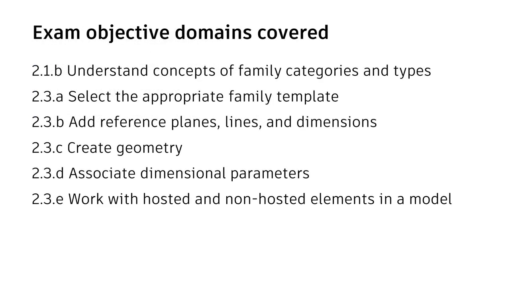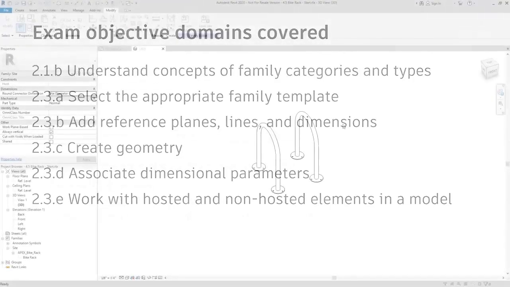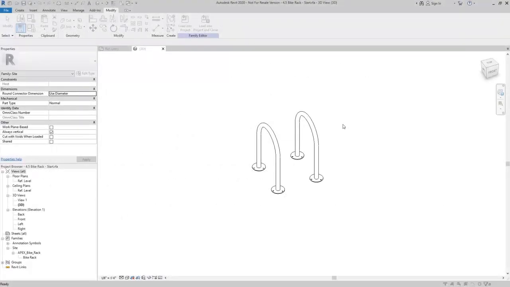In this video, we're going to add some parameters to this bike rack family so that as we increase it in length, it'll add additional instances of the bike rack. For example, if I were to change the length on the parameter to any given number, you can see it'll increase the number of bike racks based on the length.